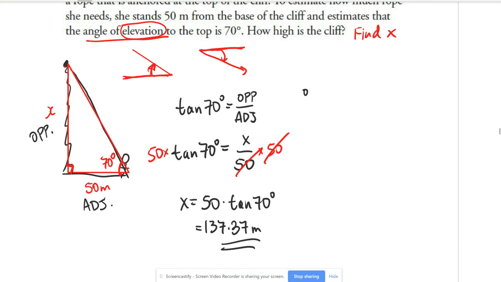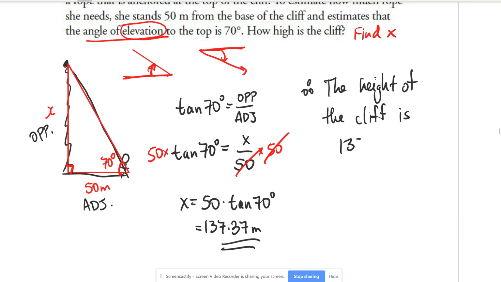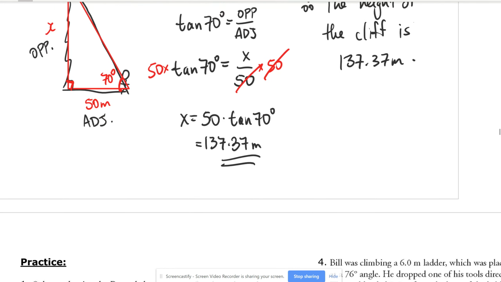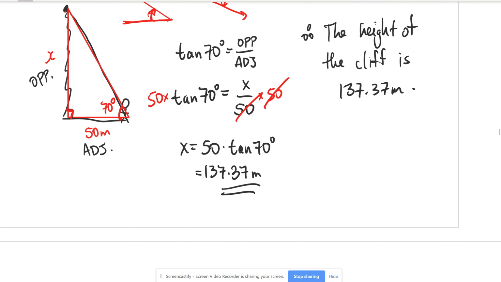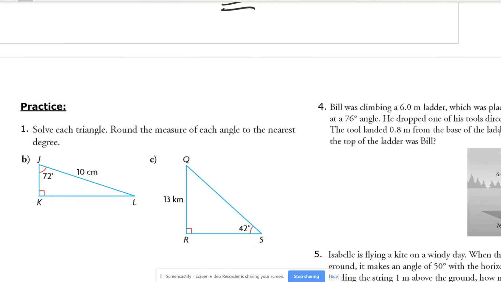You can say here, therefore, the height of the cliff is 137.37 meters. And so that is how you use trigonometry to find unknown side lengths. Practice problems for you to do, and that ends this video.